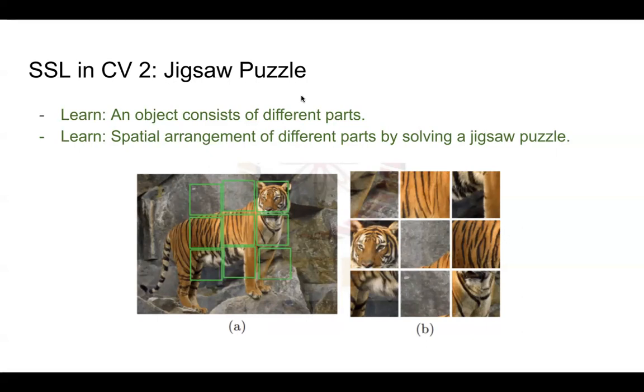So coming to the next task, the second self-supervised learning task in computer vision is called the jigsaw puzzle.